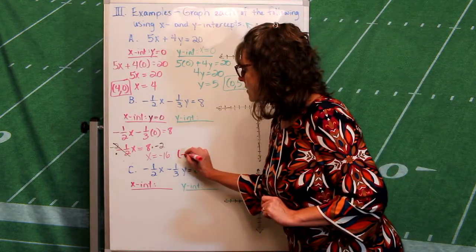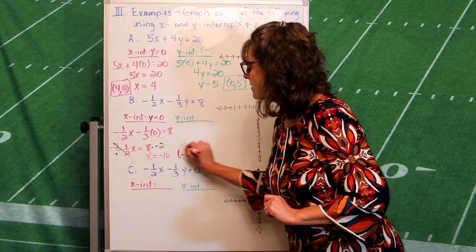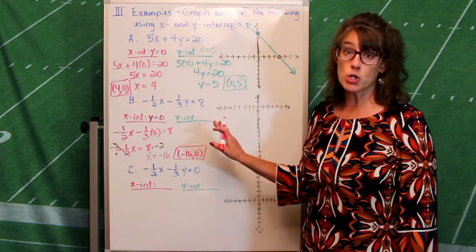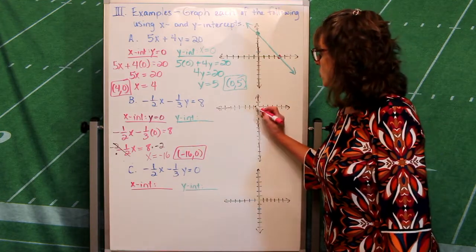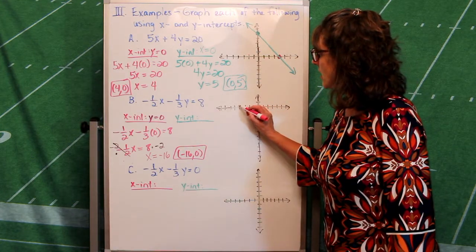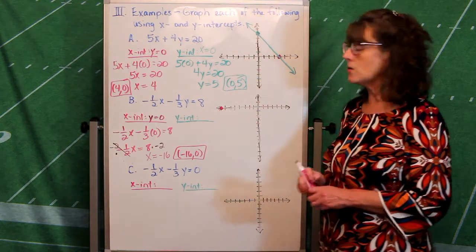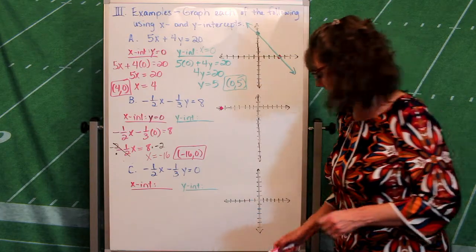So my x is going to be a negative 16 when my y is a 0, giving me the point negative 16, 0. Now I'm going to count by 2's because there's not enough space here. So I'm going to go 2, 4, 6, 8, 10, 12, 14, 16. There we go. There's my negative 16, 0. Yes, that's crossing the x-axis.